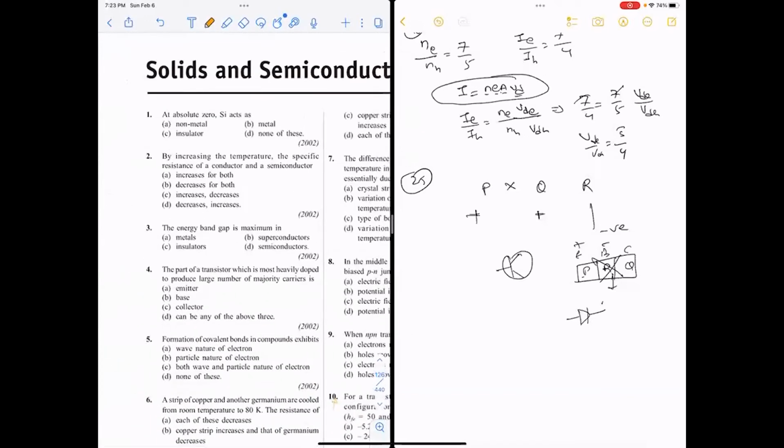By increasing the temperature, what happens to the specific resistance of a conductor and a semiconductor? The conductor's will increase and the semiconductor's will decrease. In a conductor, collisions will increase, so the resistance will increase; what is asked is specific resistance, which will increase. And for the semiconductor, it will decrease.